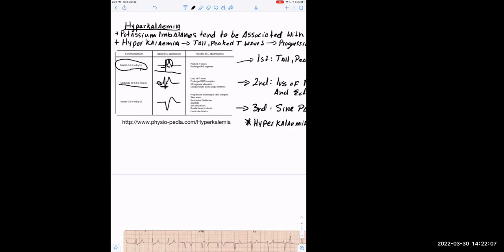Again, once you have moderate hyperkalemia, the hallmark signs are loss of the P wave, prolonged QRS complex, and ST segment elevation, which could or could not be followed by ectopic beats or perhaps even some escape rhythms. And then finally, as the potassium becomes much higher than 8 milliequivalents, you'll see progressive widening of the QRS until it reverts into something called a sine wave. Right here is a classic example of what a sine wave is.